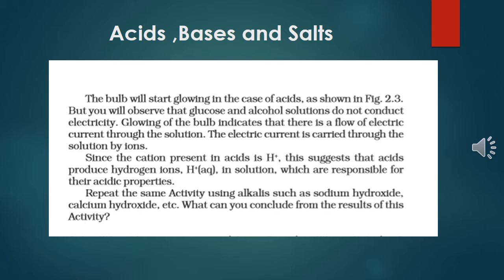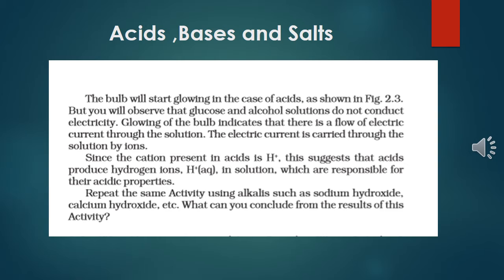What is the reason behind this? Glowing of the bulb indicates that there is a flow of electric current through the solution. The electric current is carried through the solution by ions. Since the cation present in acids is the hydrogen ion, H+, this suggests that acids produce hydrogen ions, H+, in solution, which are responsible for their acidic properties.